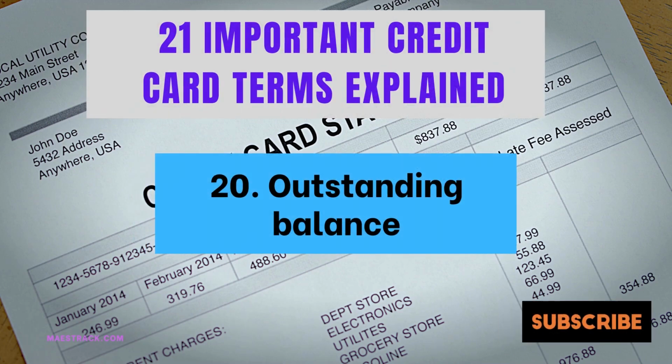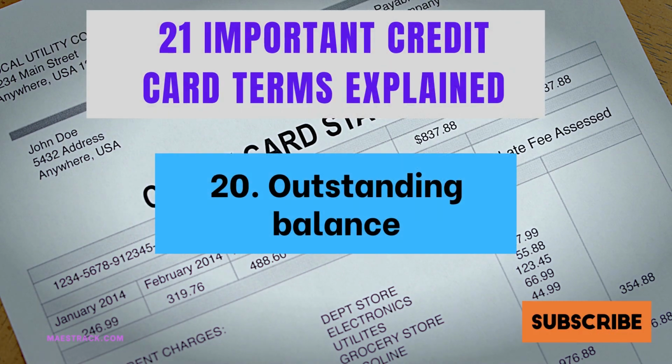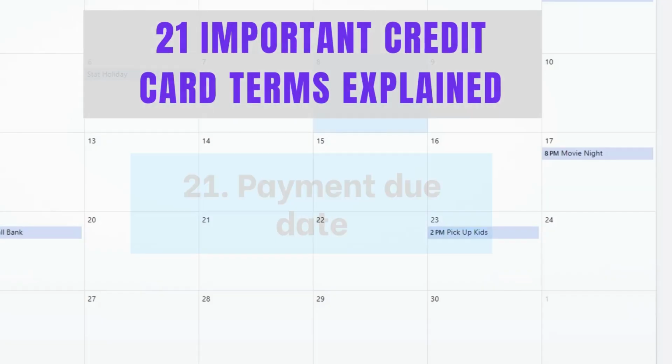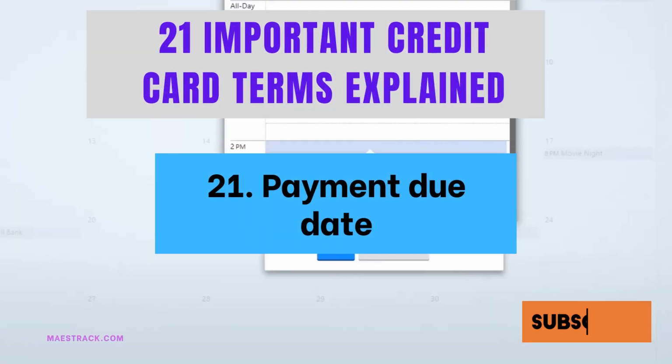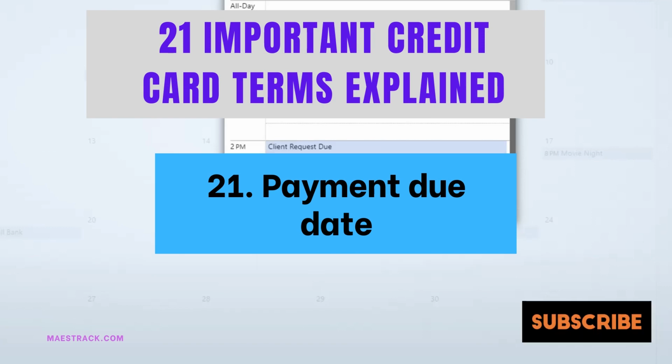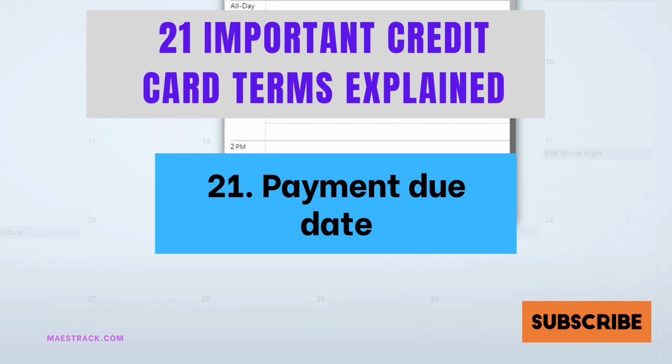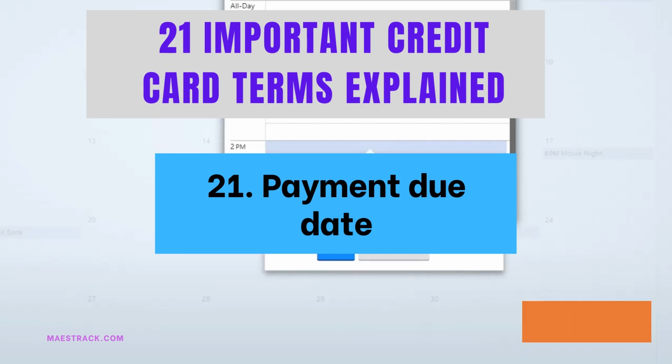20. Outstanding balance. This is the amount you owe your credit card provider. 21. Payment due date. This is the day by which you are supposed to pay at least your minimum monthly payment. Failure to meet this deadline will mean that you will be charged penalties. It is therefore important to be aware of your payment due dates to avoid these penalties.